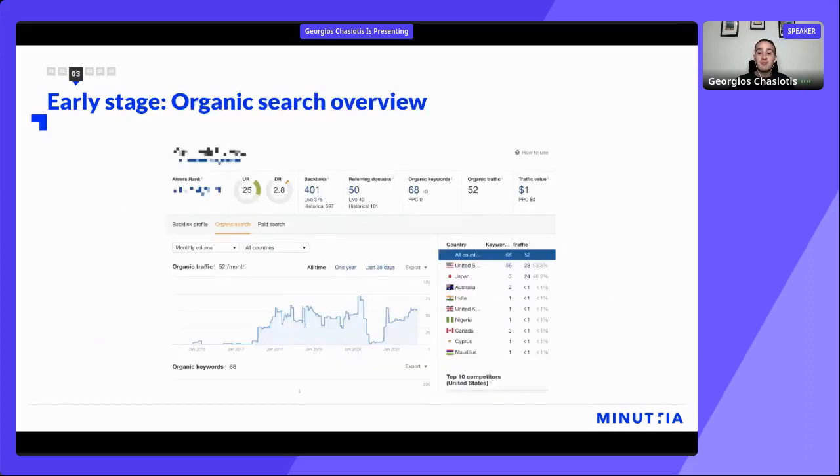So if we would like to take a look at a website of an early stage SaaS company, it would look something like that. Okay, this is from Ahrefs, this screenshot, and you can see that the authority of the website is really low. The organic visibility of the website is almost non-existent. There are not so many websites linking back to our website, and obviously the organic traffic is close to zero. Okay, pretty disappointing, but true.